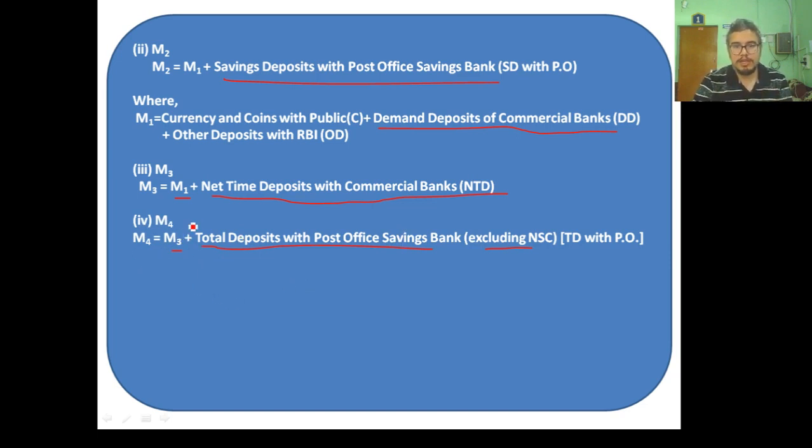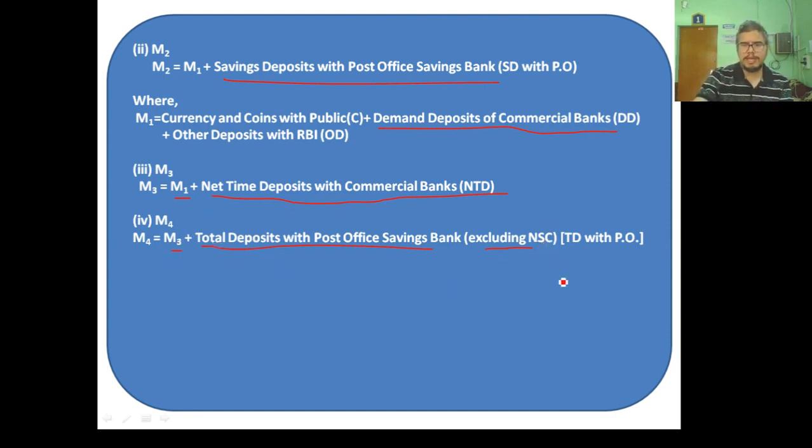It is already including M3, and M3 is already including M1. M3 means M1 plus time deposits with commercial banks. So in M1 we see C plus DD plus OD. So this becomes C plus DD plus OD plus net time deposits plus total deposits with post office. So M4 includes every form of money as of now.